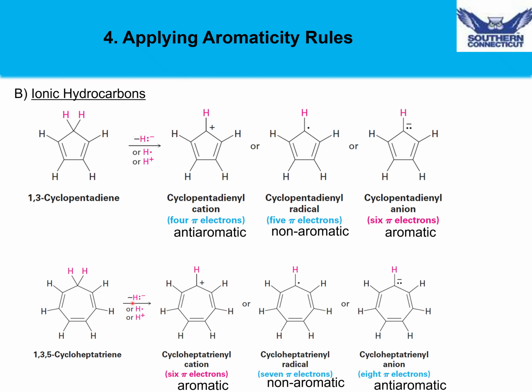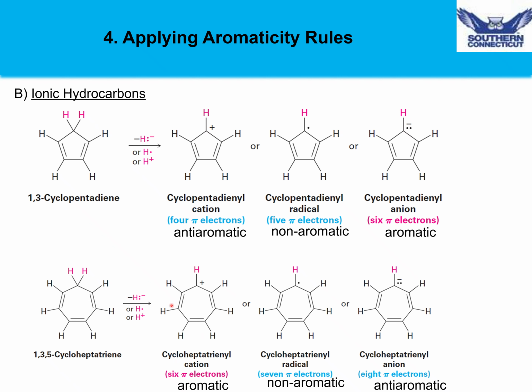The other possibility would be if we lose a hydride, so an H minus, meaning a hydrogen with a lone pair, leaving behind a carbocation. That creates a cycloheptatrienyl cation. It has an empty p orbital, so there's no pi electrons on this carbon. There are 6 from the double bonds for a total of 6 pi electrons. Because of the p orbital on this carbon, you can complete the cyclic pi cloud, and because there's only 6 pi electrons, this compound will be predicted to be aromatic.